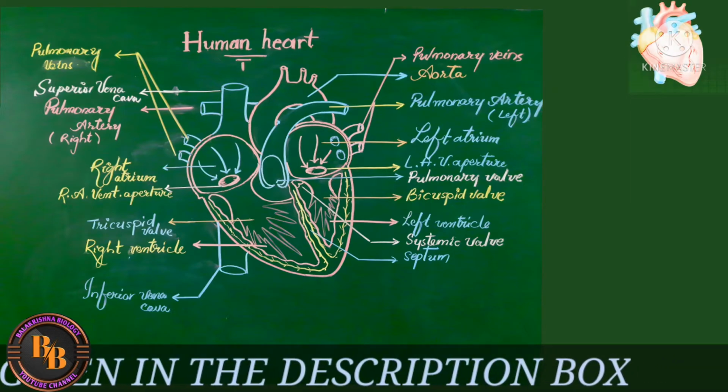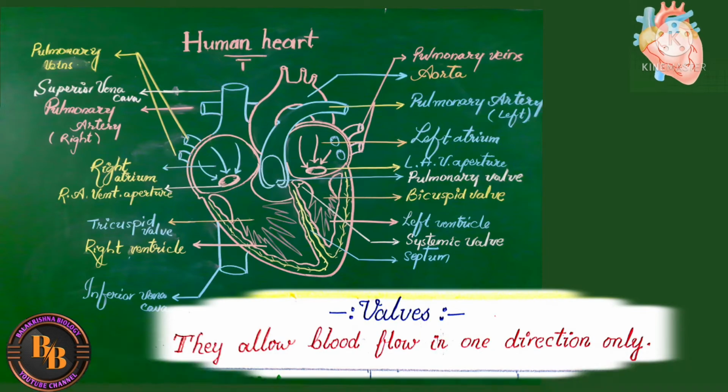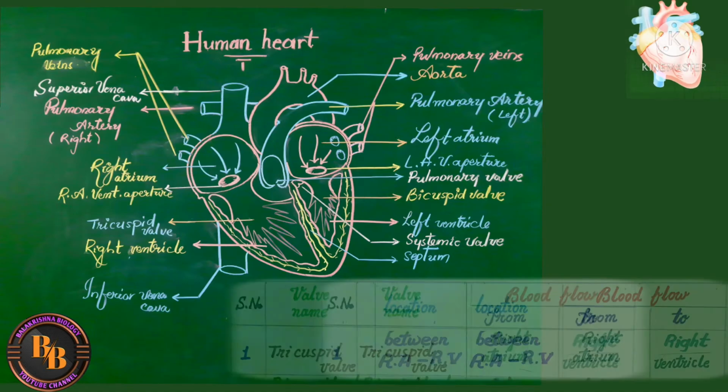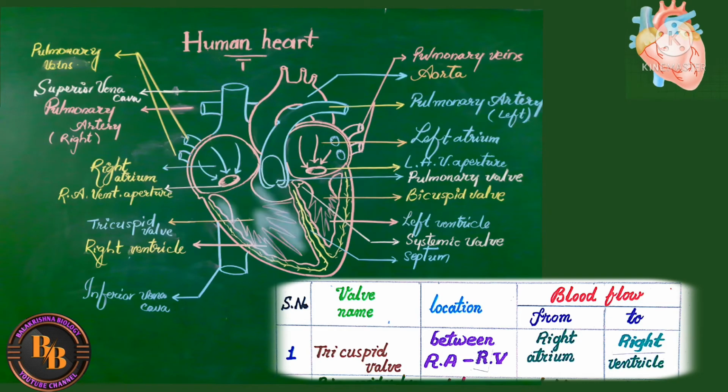Next, let us know about valves. The function of the valves is that they allow blood flow in one direction only, which means they prevent the reverse flow of blood. The first valve is the tricuspid valve. It is present between the right atrium and right ventricle. This valve allows blood flow from the right atrium to the right ventricle only. You can see that on the screen also.